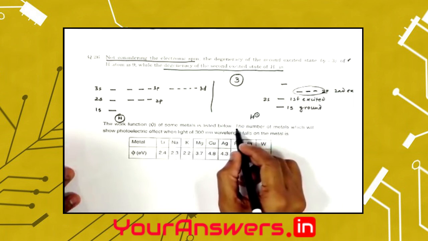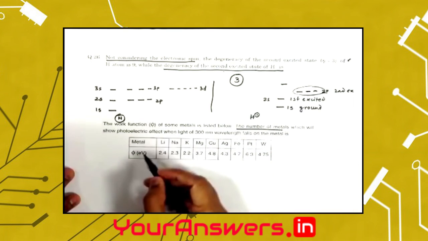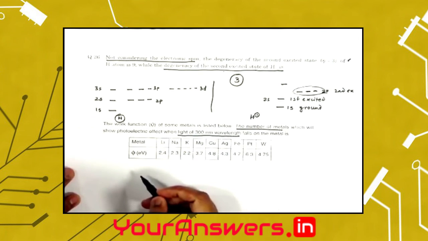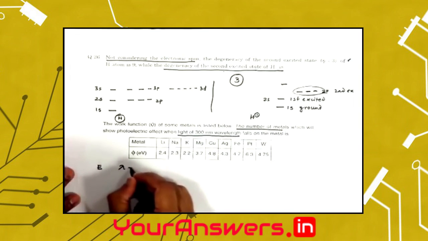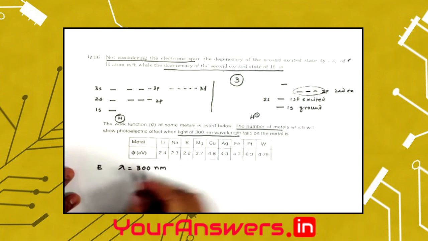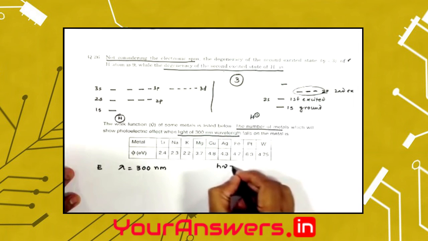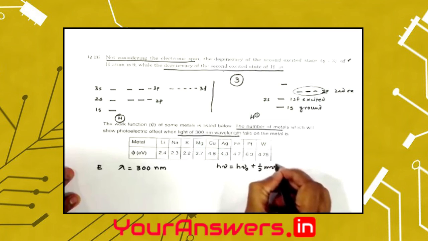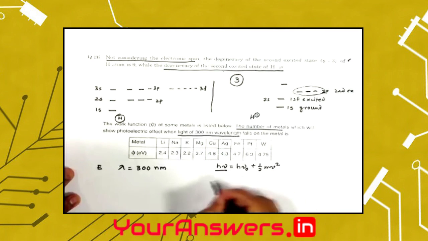The question asks to find the number of metals which will show the photoelectric effect when light of 300 nanometer wavelength falls on the metal. So, I am supplying energy corresponding to lambda equals 300 nanometer, and I know from the photoelectric effect discussion that there was this conservation of energy. This is the energy of the radiation.